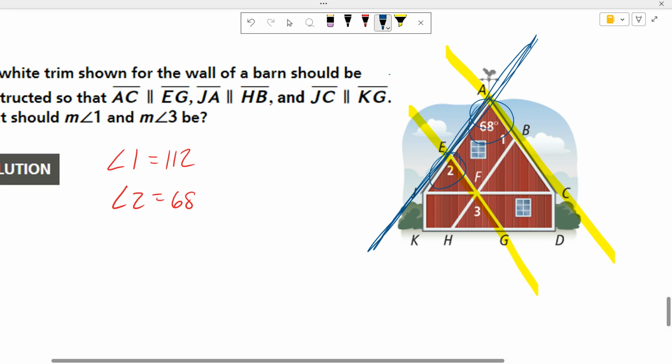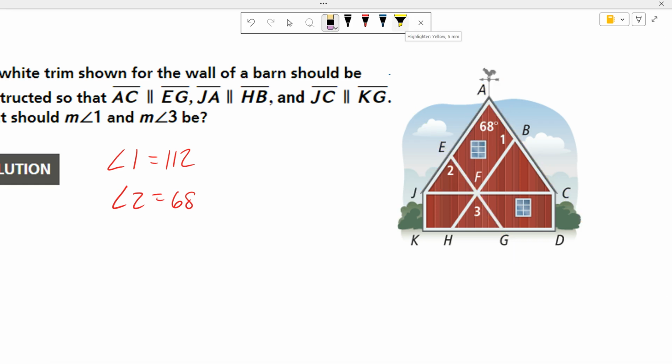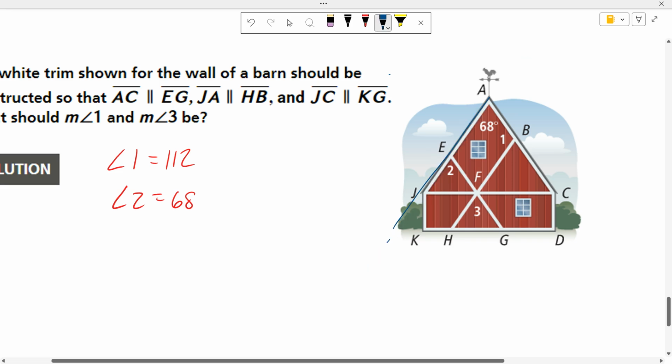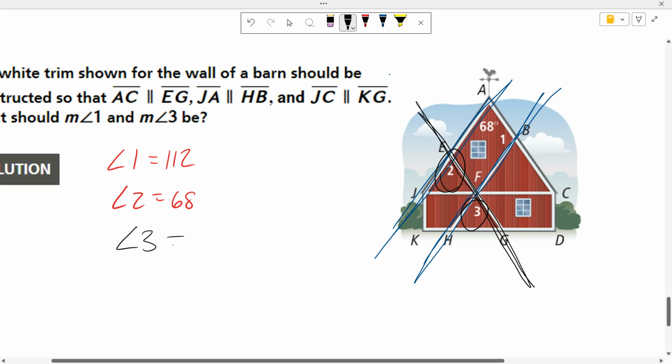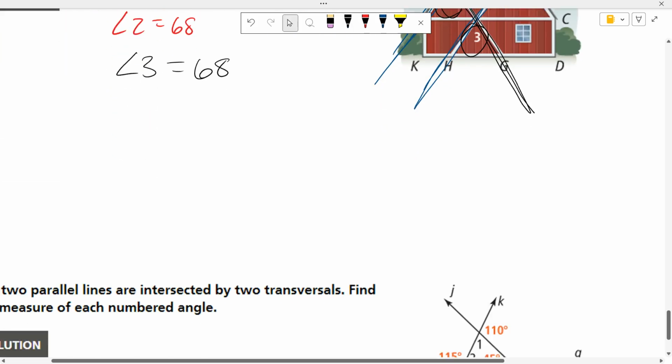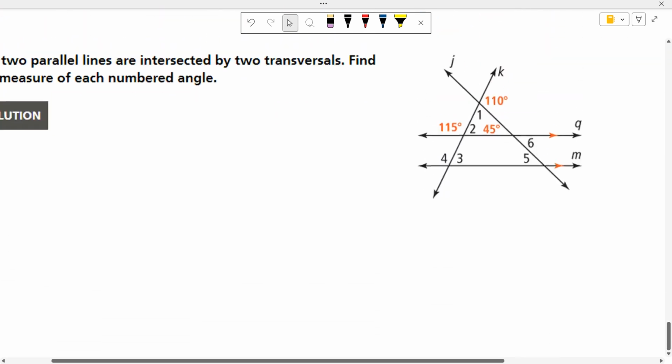Okay? So now, what's angle 3? If we know angle 2 is 68, what's angle 3? Would that be 112 or would that be 68? 68. Because this line here is parallel to this line here. And my transversal is this line here. They're in the same corresponding position. So they are corresponding angles. So that would be 68 degrees. Okay?